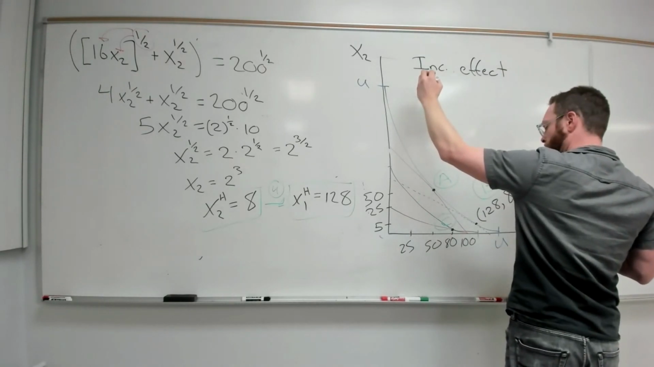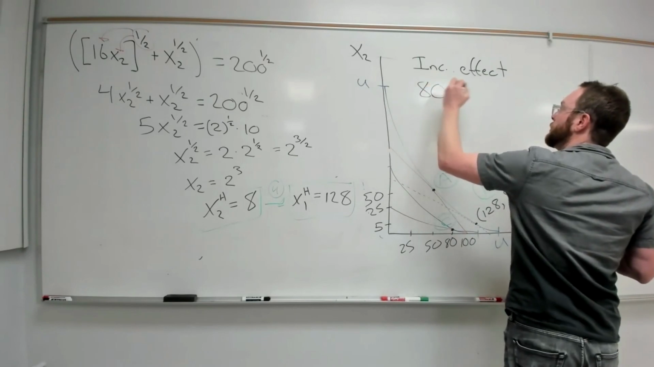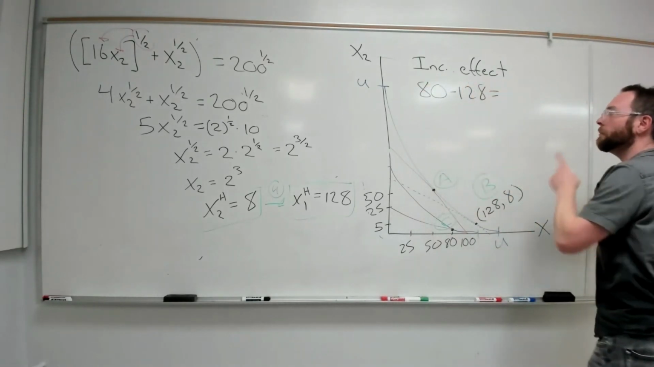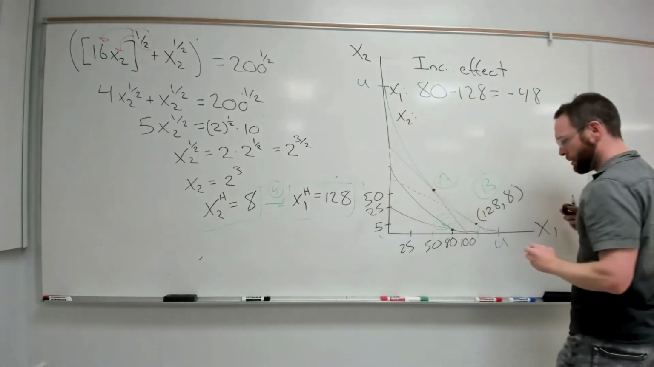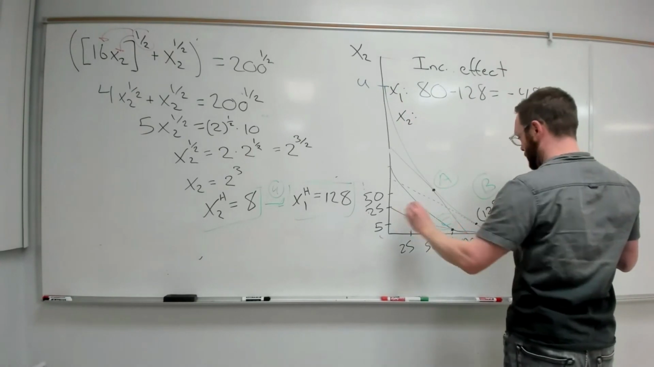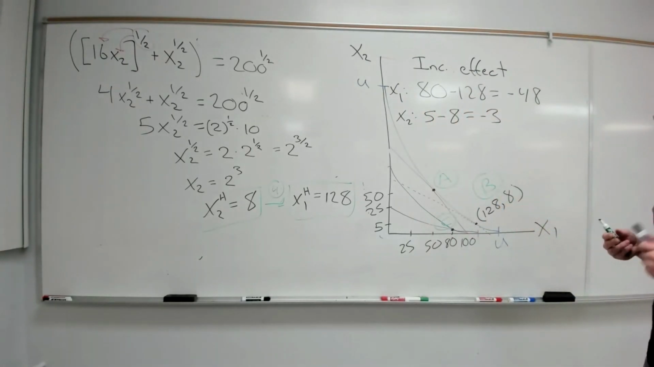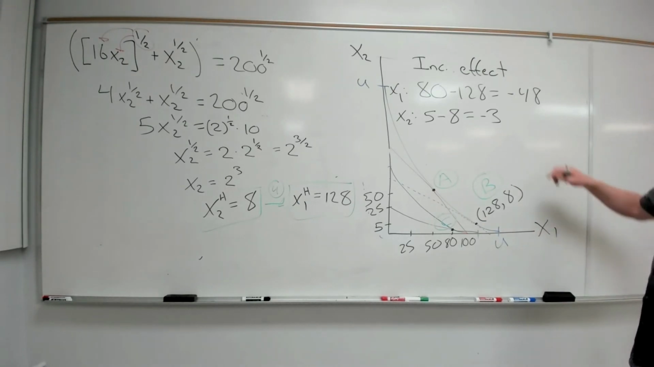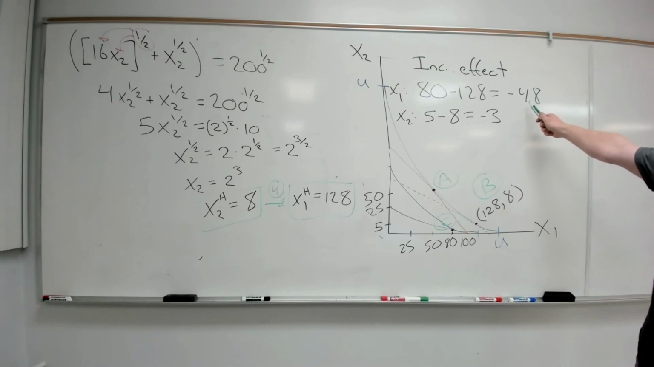At C, we are consuming 80 x1. And at B, we were consuming 128. So that's a difference of negative 48. That's x1. For x2, we were consuming 8, and now we're consuming 5. So that's a change of negative 3. What this means is that the income effect is that you consume less of both goods. That makes sense, because the income effect is you feel poorer when one of the goods becomes more expensive. So obviously, you're going to consume less of both. Even though good one's price did not change, the income effect still says you want to consume less because you feel poor.